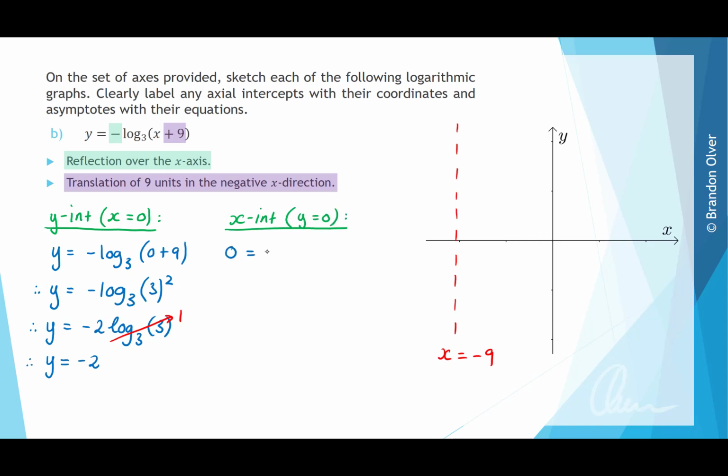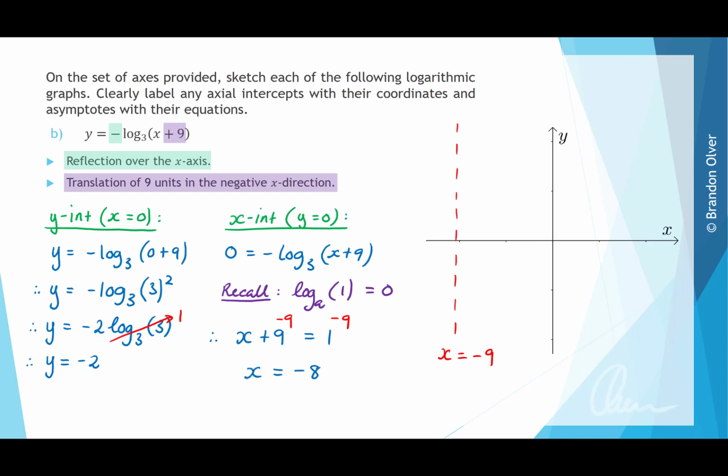So 0 is going to equal negative log 3 of x plus 9. However, to solve this efficiently, we need to recall that log a of 1 is equal to 0. So that is to say, if the thing inside the log is equal to 1, then the whole log is equal to 0. So with that in mind, we can simply say that we want x plus 9 to equal 1, and subtracting 9 from both sides will give x by itself. And that will give us x is equal to negative 8 as the x-intercept of the graph.